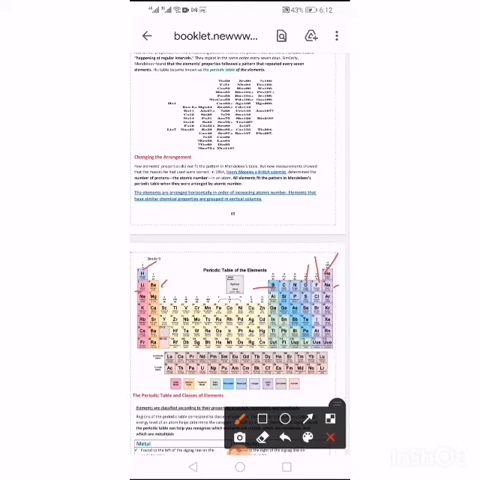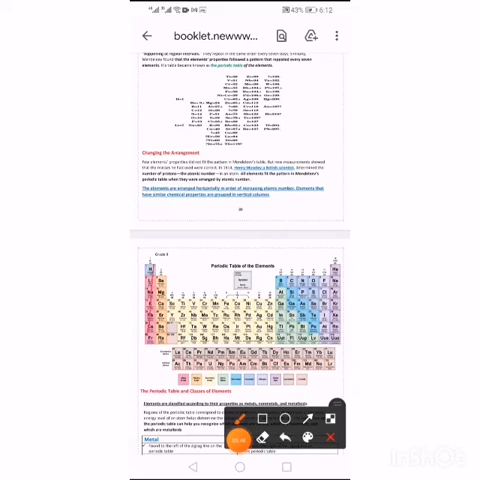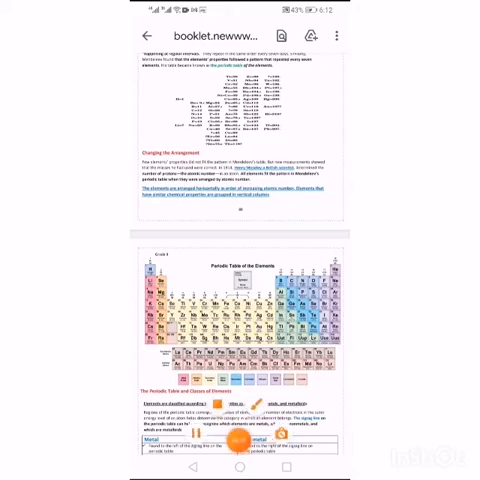So the elements are arranged horizontally in order of increasing atomic number, but vertically arranged according to what? Arranged according to similar chemical properties. For example, group 1, or vertical group 1: hydrogen, lithium, sodium, potassium, and so on.